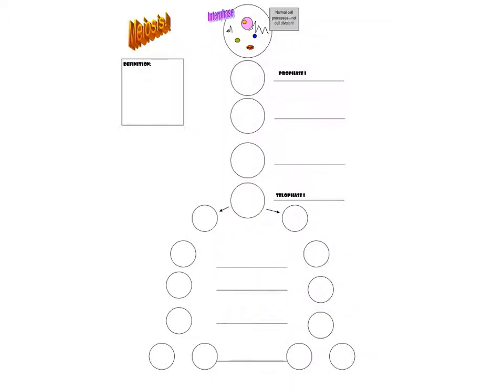All right, here we are on meiosis, which looks a lot more intimidating, but actually will go a lot faster than mitosis because it's a very similar process. So meiosis is cell division of sex cells or gametes.